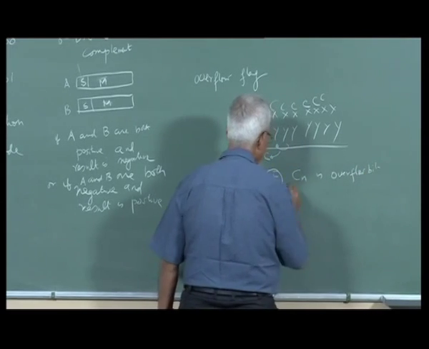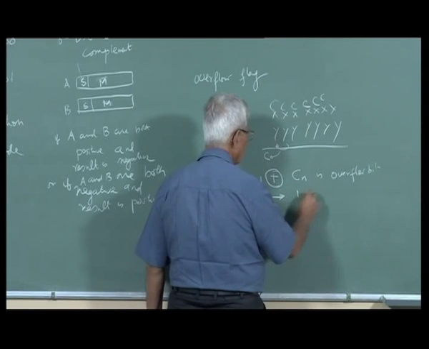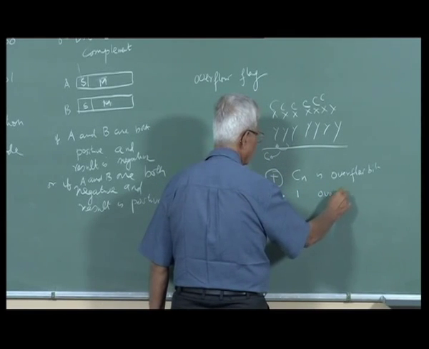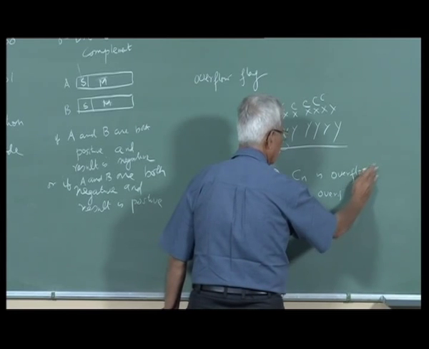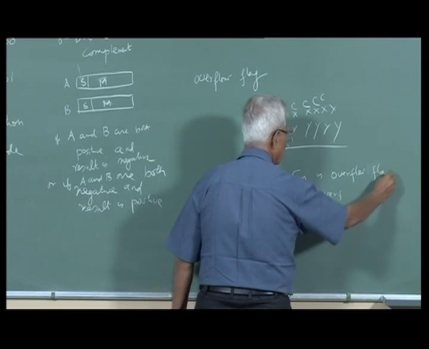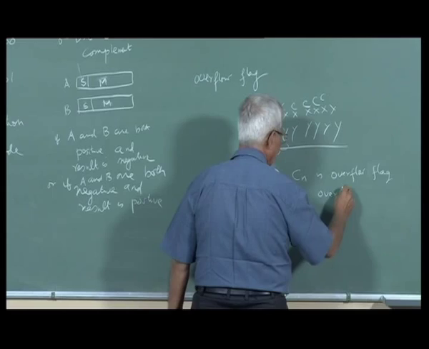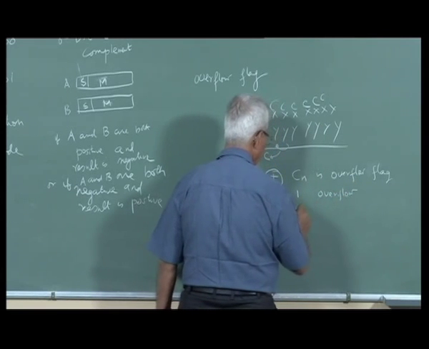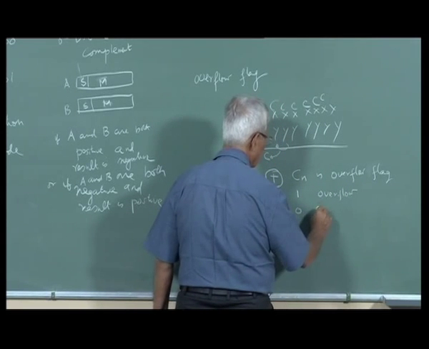Cn minus 1 exclusive OR Cn is the overflow bit. If this is 1, there is an overflow; I will put the overflow flag. Overflow is there. If it is 0, no overflow.